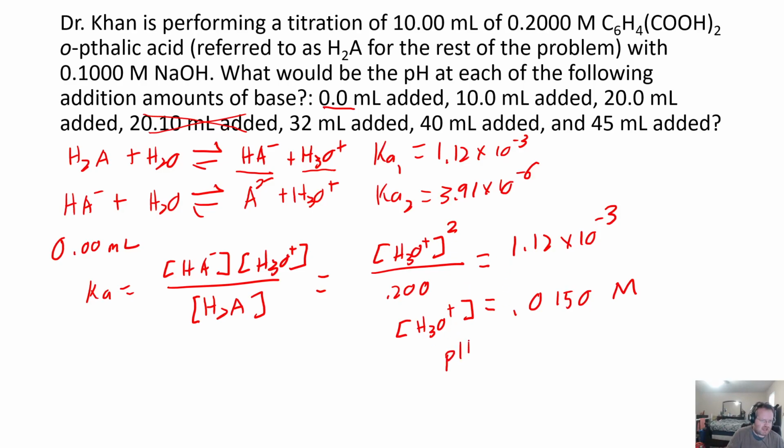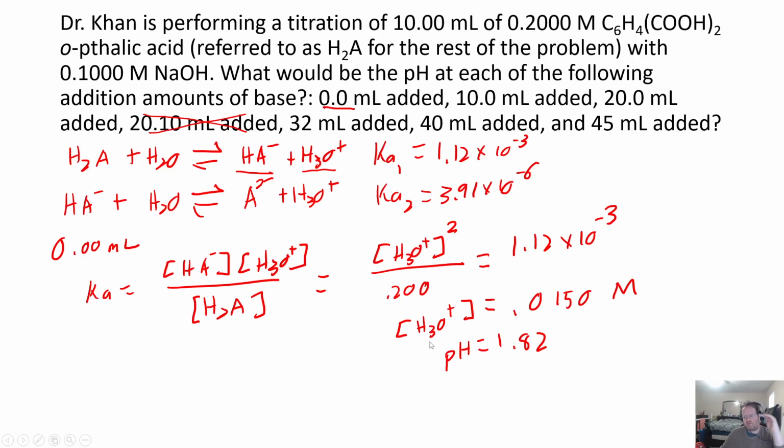And then we find the pH of that, and it's 1.82. So that is our pH when we're working with 0 milliliters added. We just treated it like a monoprotic acid, with the Ka1 being the one that mattered. We solved it the exact same way. So let's now go to the 10 milliliter case.